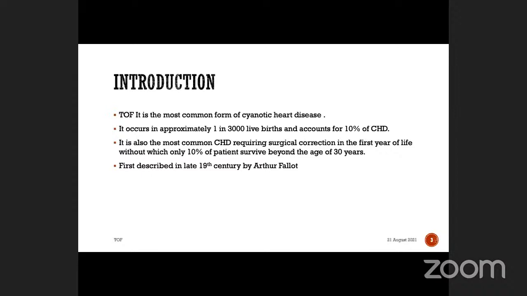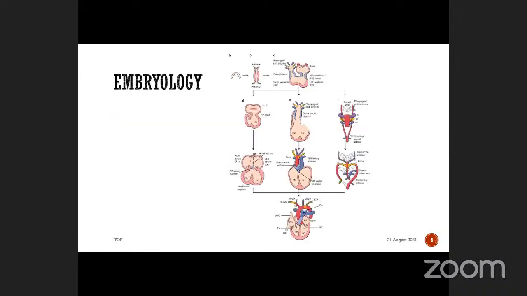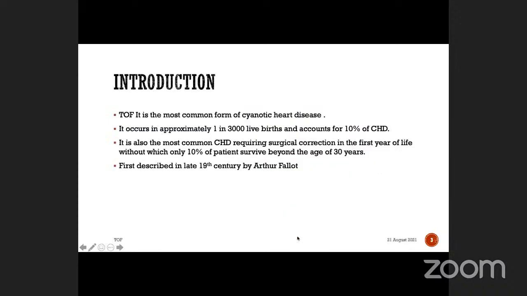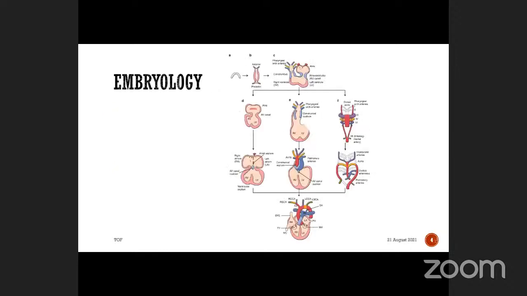It's also the most common congenital disease requiring surgical correction in the first year of life, without which only 10% of patients will survive up to the age of 30 years. So 1 year mortality without full repair is around 30%, 10-year mortality is around 50%, and 90% mortality at 30 years without full repair. It was first described in the 19th century by Arthur Fallot. That's why it's called tetralogy of Fallot. It's a tetralogy because it's 4 things.